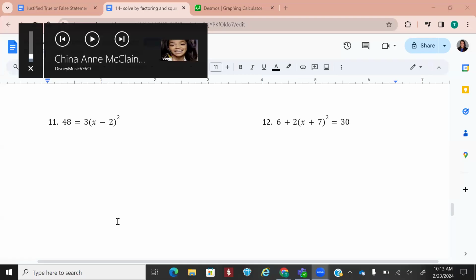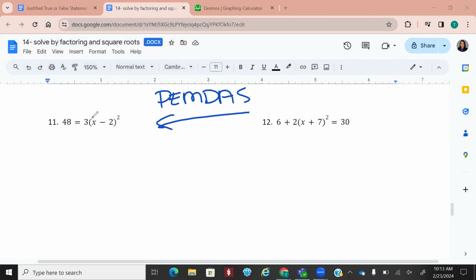On here, we're trying to get x by itself. Remember, we're doing reverse PEMDAS, right? Like when we're solving, we're going backwards. There's no addition, subtraction, but there is multiplication here, 3 times this jump. So we're going to divide by 3, and 48 divided by 3 gives us 16.